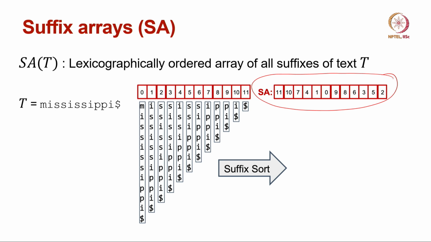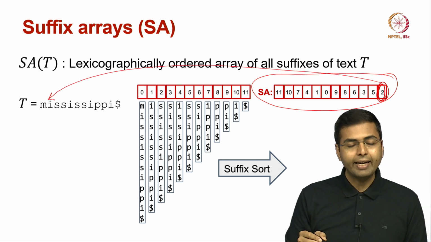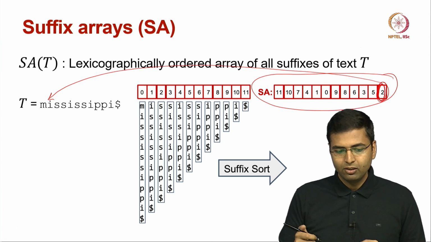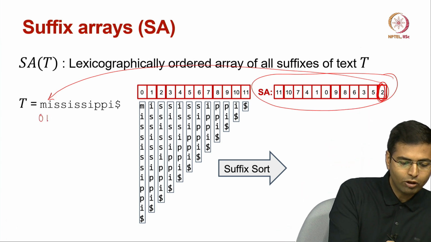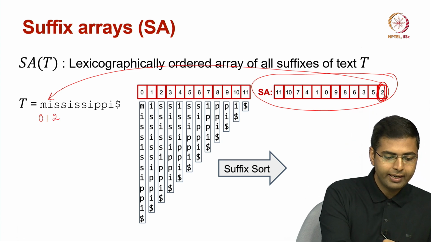I am not going to store the actual suffixes, because I can always access the suffix from this index. So for example, if I need to know the suffix corresponding to this index, I can always refer back to the text and I can get back my suffix. So in this particular case, because my indexing was 0, 1, 2 based, so 2 will indicate.